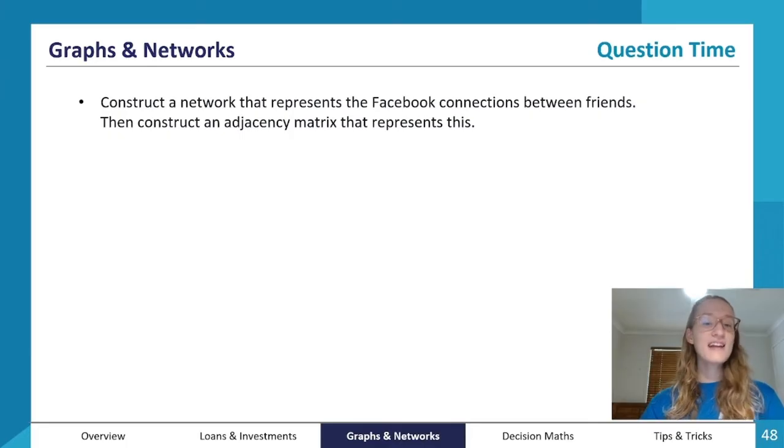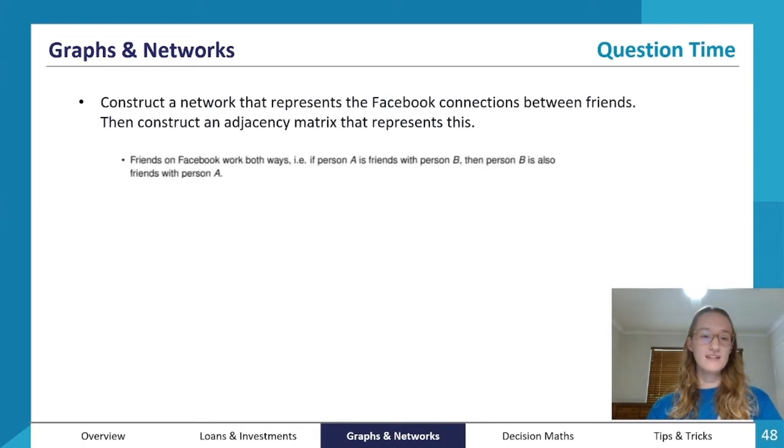So, construct a network that represents the Facebook connections between friends, and then construct an adjacency matrix to represent this. So first we're told that friends on Facebook work both ways. So if person A is friends with person B, then person B by default is friends with person A. So that tells us that we do not need a directed graph because the connections go both ways.